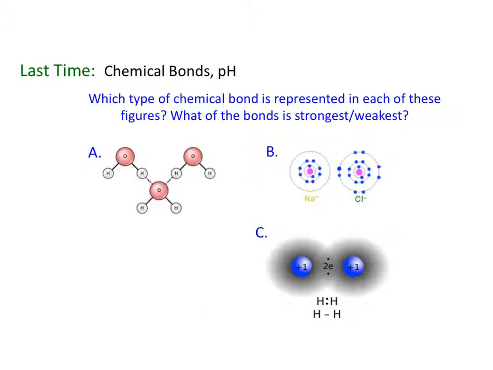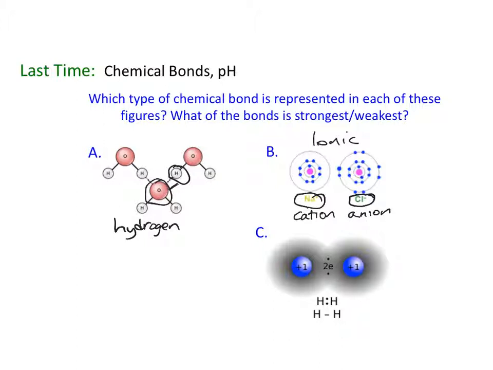Okay, so if we go through these different bonds, A is a hydrogen bond, because you can see here's the hydrogen interacting with an oxygen, forming a link between the two. Bond B is ionic, because sodium has ionized into a positive cation. Chloride has ionized, picking up an extra electron to make an anion, and together they attract.